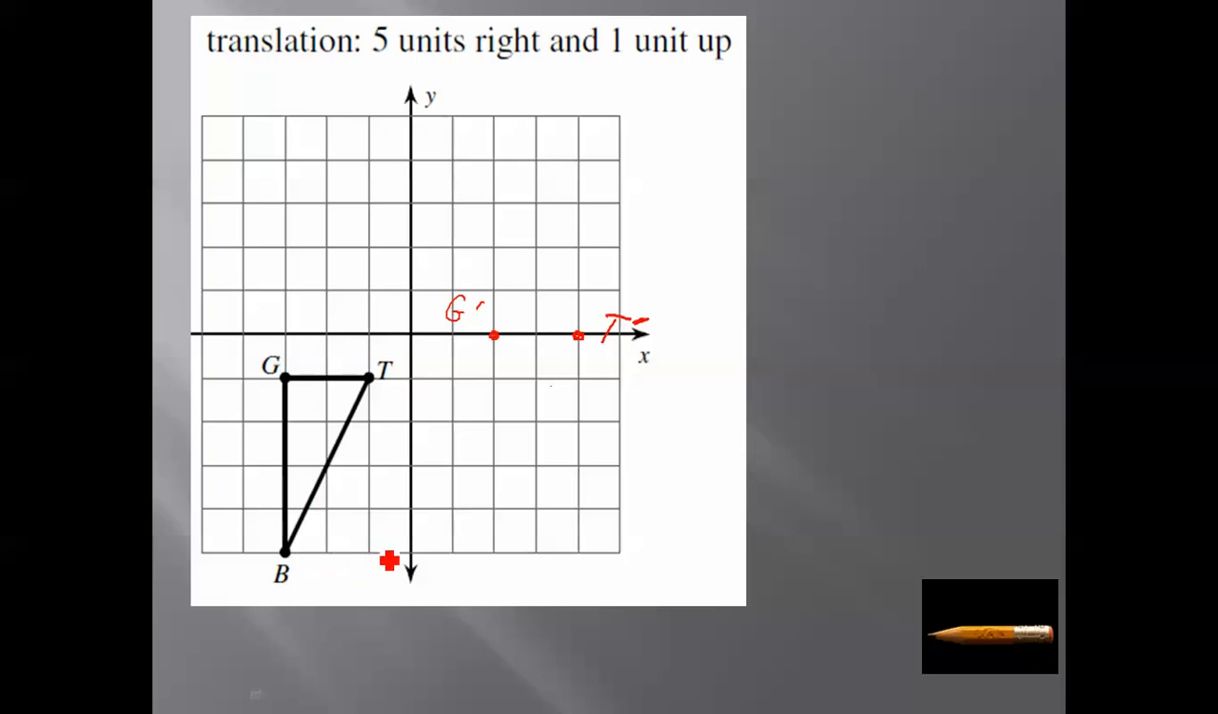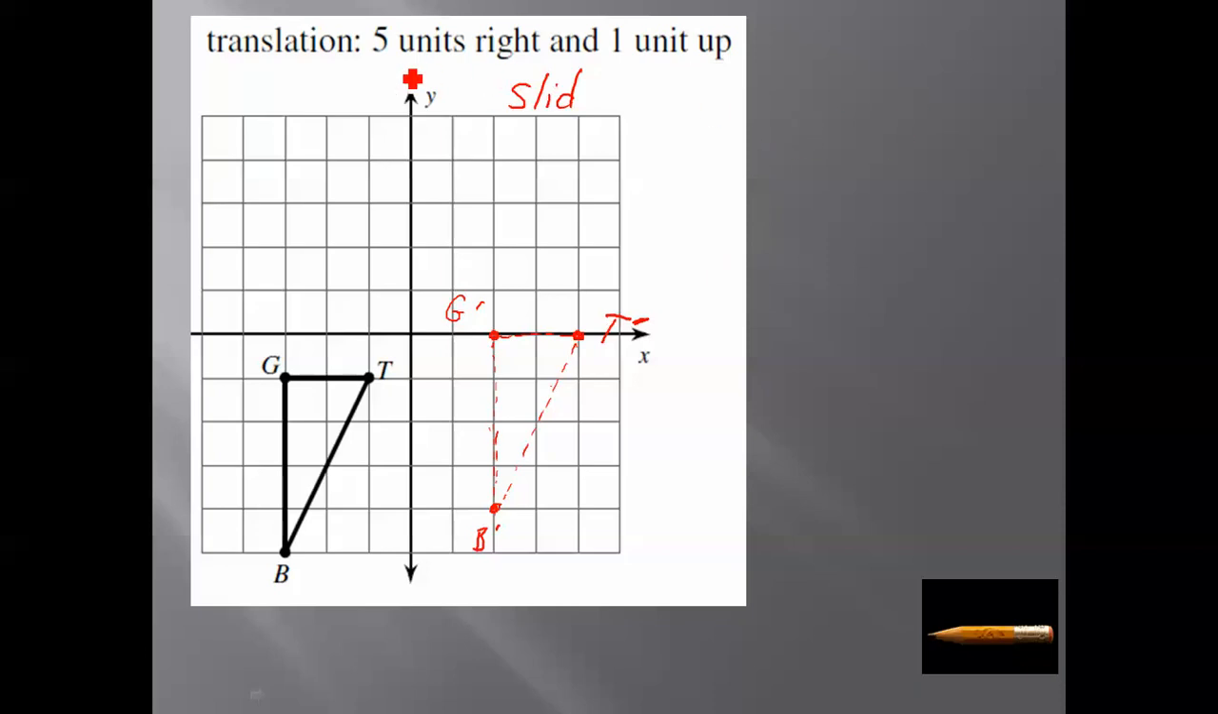B will move 1, 2, 3, 4, 5 units to the right and 1 unit up. And we'll call that B prime. And then we'll connect our dots. And we'll have a triangle that has not changed shape and it has not changed size. We simply slid it over 5 units and up 1 unit.